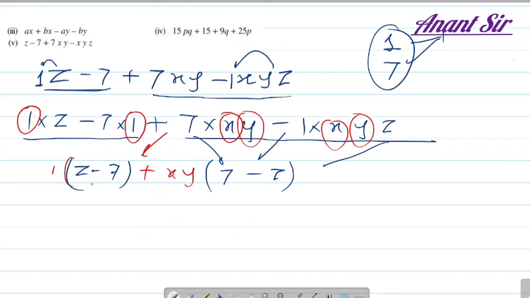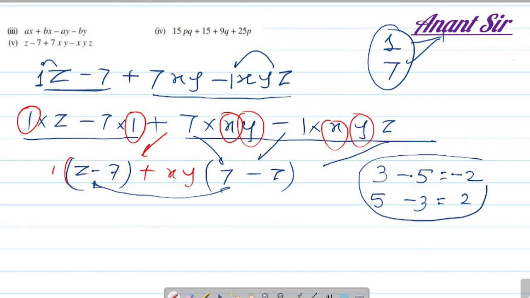Then just check, are these two same? Now many students will say yes, but it is not, right? See, 3 minus 5 and 5 minus 3, they are not same. 5 minus 3 is 2, 3 minus 5 is, what is it? Minus 2, they are not same. So then, what do we have to do? We have to make them same, otherwise our answer is not going to be correct. We need to get the two brackets same.